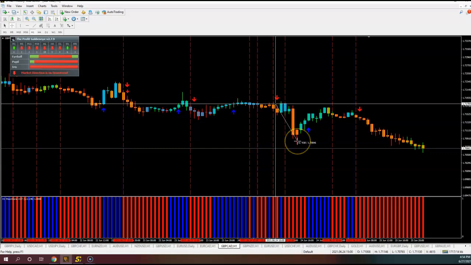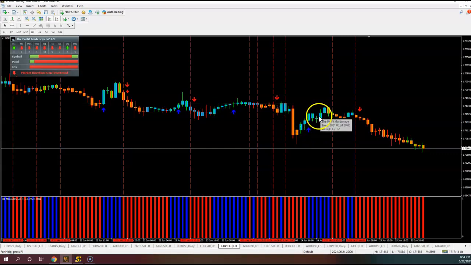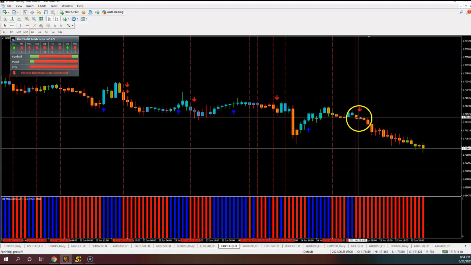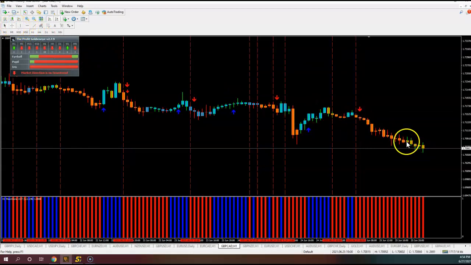And there's a sell signal here. There's a buy signal here. Don't take those trades. Why? Because the daily and the 4 hour chart, the bars are red. So just favor those sell signals. 91 pips to the downside.